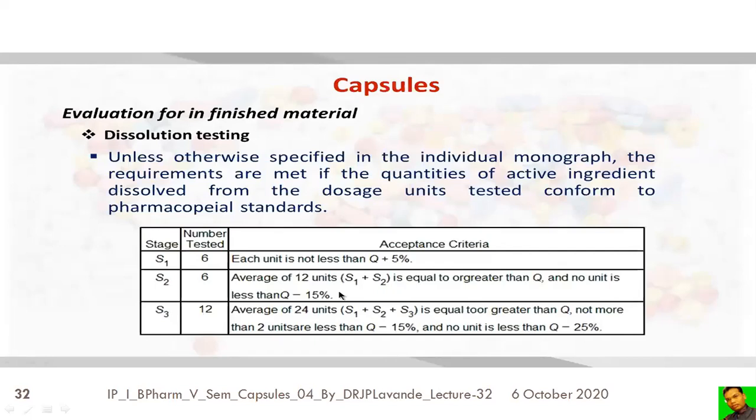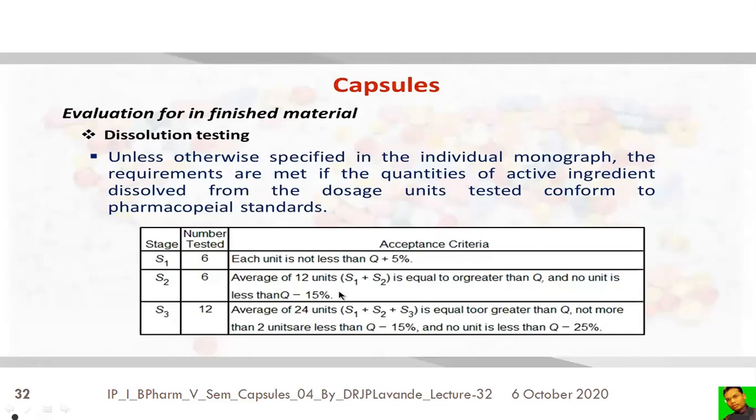Now, if this criteria fails, then in that case an additional 6 are to be taken and the stage 2 criteria is applicable. So the average of 12 units, that is S1 plus S2, is equal to or greater than Q, the labeled amount, and no unit is less than Q minus 15%. So the labeled amount less 15%, that means 85% should be there. If these two fail, then there is S3.